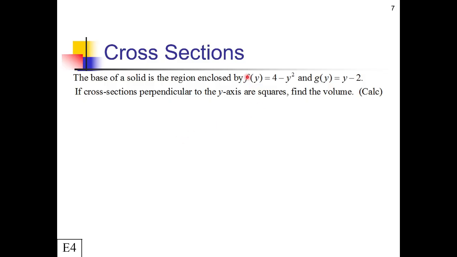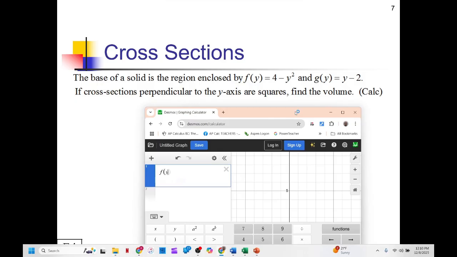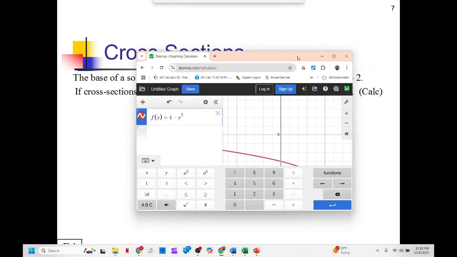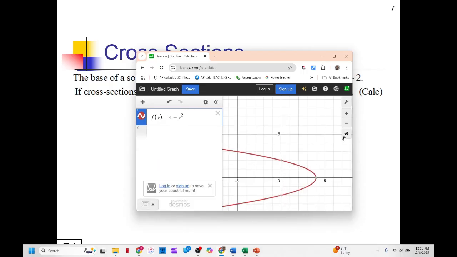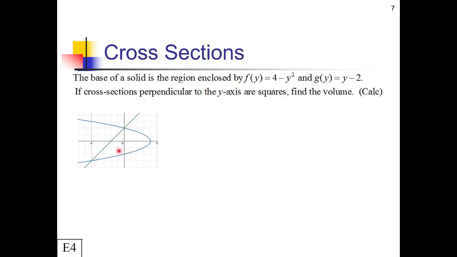All right, so let me start by graphing these functions on Desmos, and I'll need them in there anyway. So let's do f of y equals 4 minus y squared, and if you move this up here and zoom out a little bit, I don't need all these functions. There we go. This is a sideways parabola sort of deal. And then let's do g of y equals y minus 2. Put an equals in there. There we go. So it's this region in here. So we're trying to basically go from bottom to top and get some 3D squares coming out of this thing.